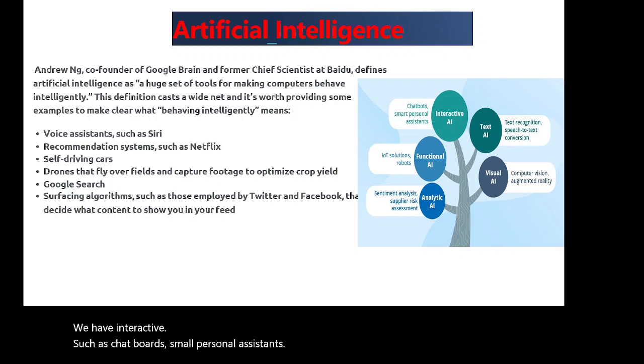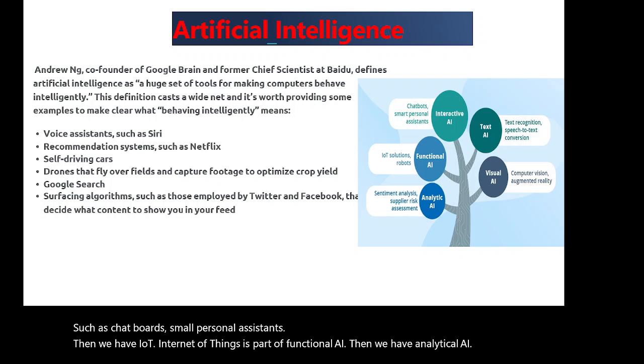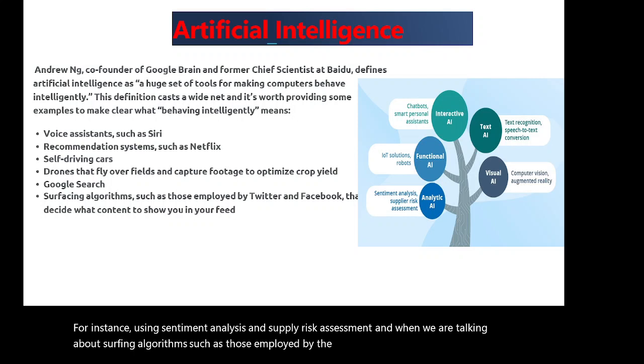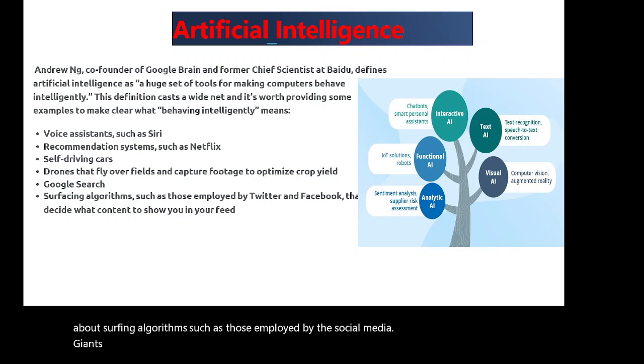Then we have IoT, Internet of Things, which is part of functional AI. Then we have analytical AI, for instance, used in sentiment analysis and supply risk assessment. And when we are talking about surfing algorithms such as those employed by the social media giants, it is part of it.